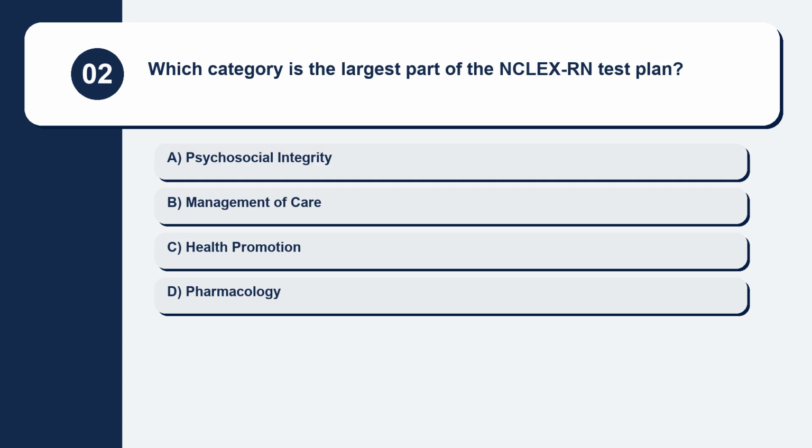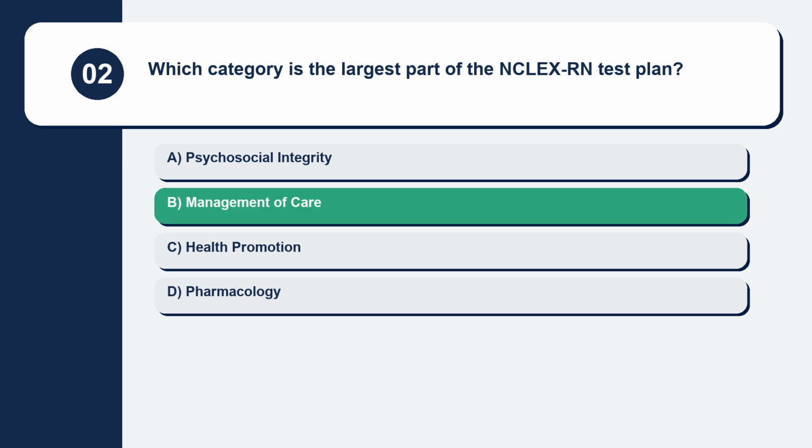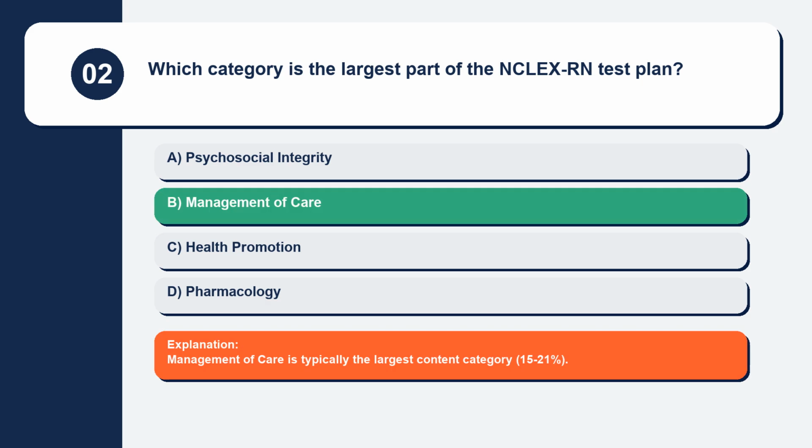Question 2. Which category is the largest part of the NCLEX-RN test plan? Psychosocial integrity. Management of care. Health promotion. Pharmacology. Management of care is typically the largest content category, 15 to 21%.